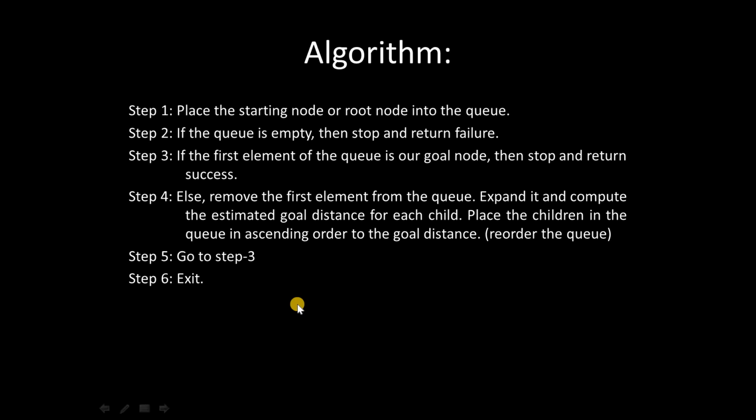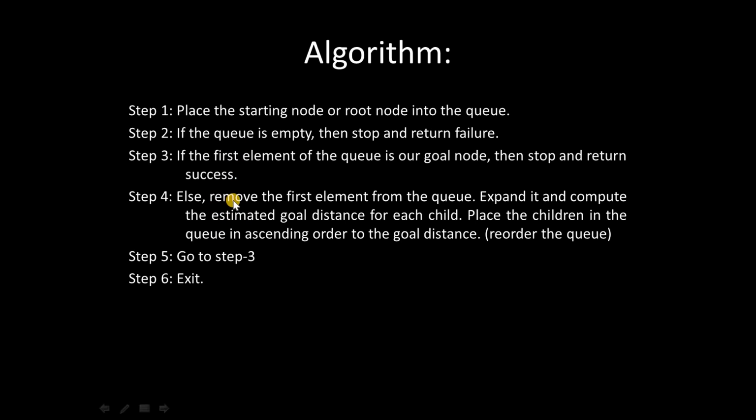Now see the algorithm. Okay, so place a starting node or root node into the queue. We have done. We have placed A to the queue. If queue is empty, then stop and return failure. We haven't gone through this step 2. And in step 3, what happens is, if the first element of the queue is our goal node, then stop and return success. And if step 2 and 3 is not correct, what happens?